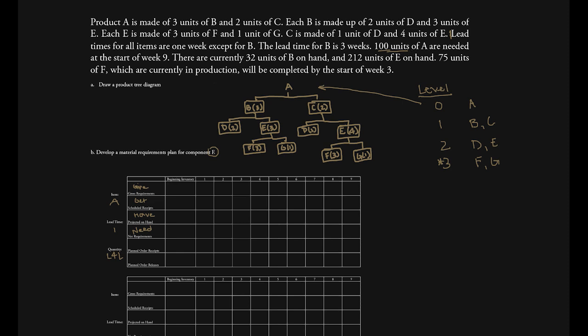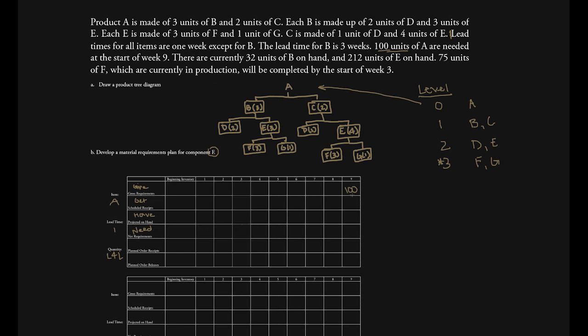100 units at the start of week 9 are needed for us to give away. I want to make sure I don't confuse you there. Net requirements is ultimately once you recognize what you're going to give away and realize what you have on hand, the difference is going to be the net requirements, if there's any.